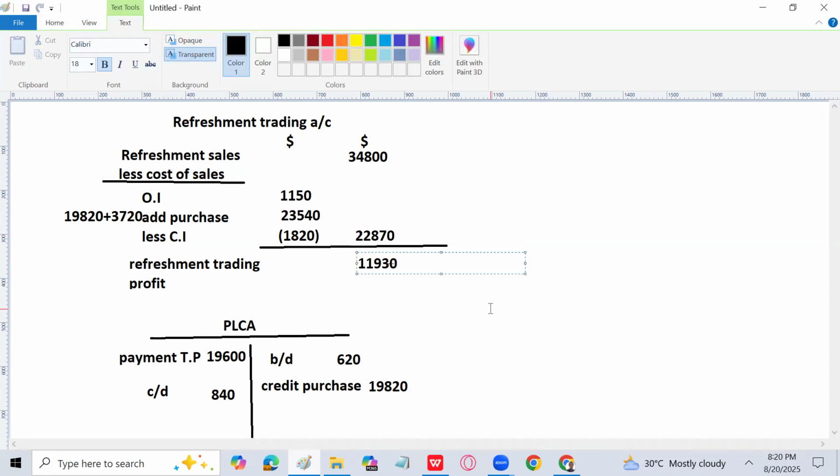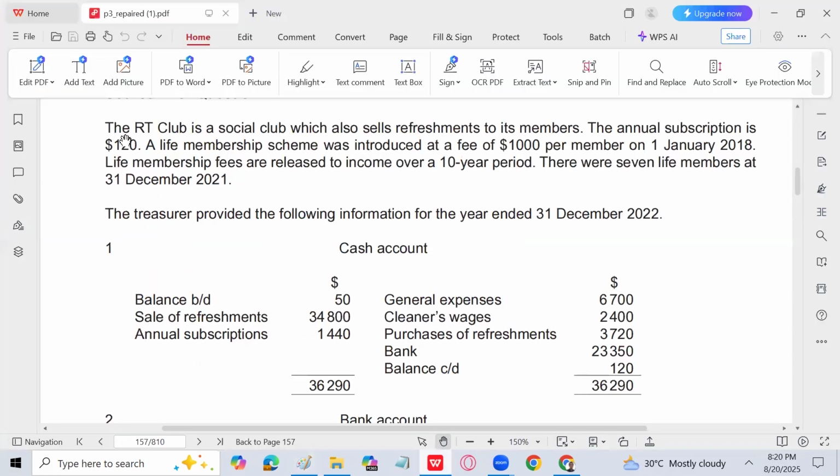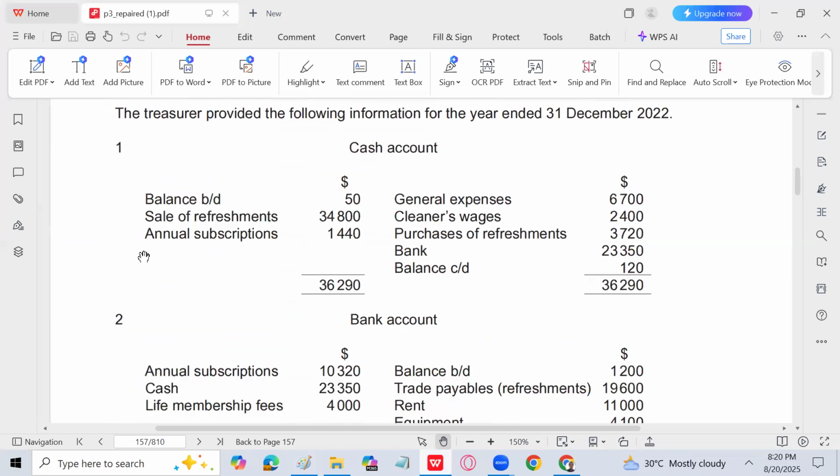11,930. Okay, so we are done with that now. I hope you got it, because cash purchases are also given in the question. Number one thing which is very important, though it's not a part of the question, I just want to make you realize about it, because the question has come in the paper.